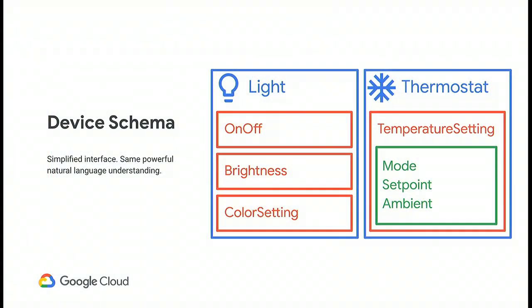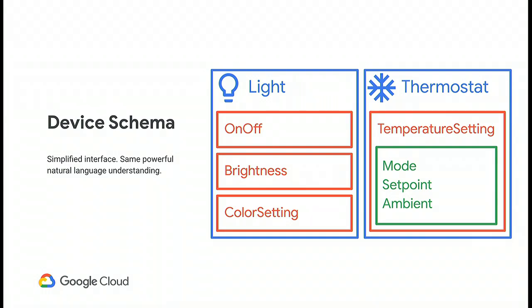So with Smart Home integrations, we focused on creating a clear and structured interface for devices. Devices are broken into device types and traits, which provide a well-understood schema for reporting those device capabilities to Google. So you can see an example of two of those device types here on the slide, the light device and a thermostat device, and we have many others as well.